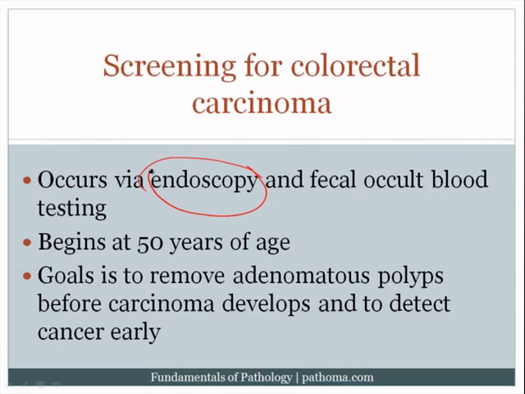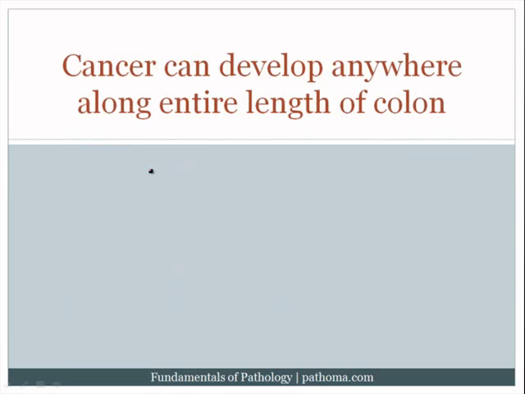And at the same time, we also try to detect cancer before it presents any clinical symptoms. So that's the goal of colonoscopy. Fecal occult blood testing does the same thing. It also has the ability to detect bleeding, and bleeding could be seen with polyps and it could be seen with cancer. So it's a mechanism by which we are, again, trying to detect both polyps and, again, also trying to detect cancer before clinical symptoms arise. Now, it's important to also note that cancer can develop anywhere along the entire length of the colon.